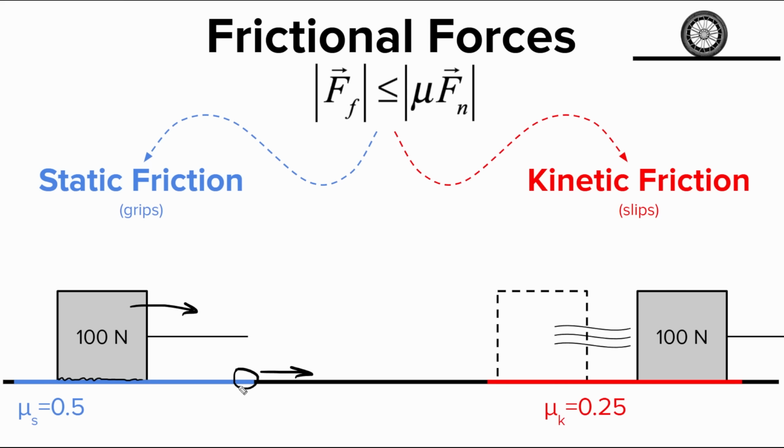So if the ground starts moving, the ground's like, hey, don't slip on me. That means I need you to move. But if I make you move the 100 Newton mass and the ground doesn't move, now you're going to have kinetic friction. Or another case, imagine you've got a tire.